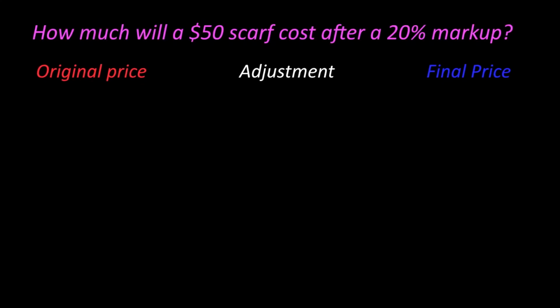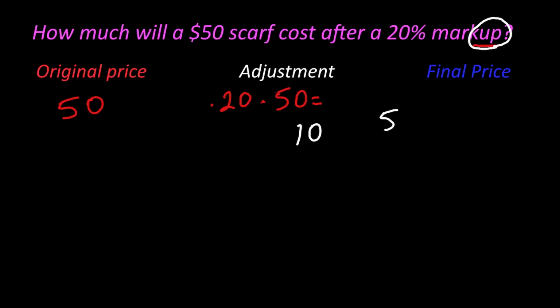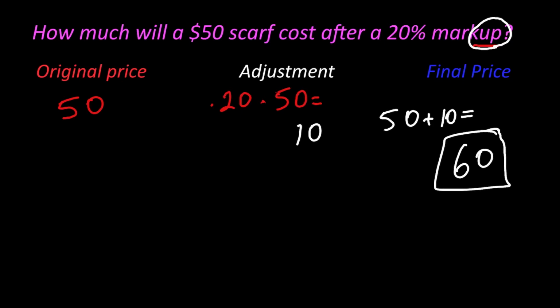Another example, $50 scarf, 20% markup. That tells us that the final price is going to be higher. Here's your original price. The adjustment is found by taking the decimal form of the percentage involved and multiplying it by the original amount, and that gives us an adjustment amount of $10. We then ask ourselves, what are we dealing with? Answer, markup. Therefore, we add that adjustment amount to the original to get a final price of $60, which is higher than the original.